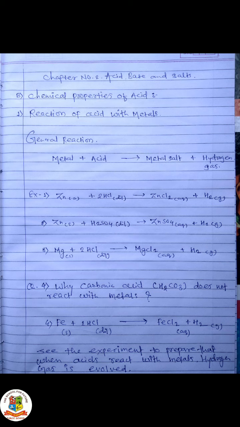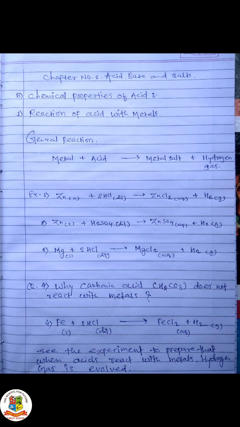In the physical properties of acids we saw the taste of acid. We know that acid is sour in taste. After that we saw the physical state of acids. Acids are present in two states, solid and liquid. Examples of solid state are oxalic acid and boric acid, and examples of liquid state are acetic acid, formic acid, sulfuric acid, hydrochloric acid, nitric acid.